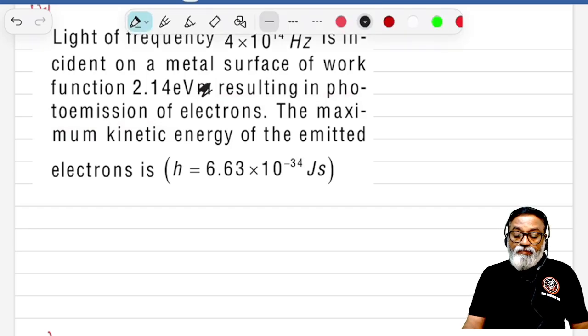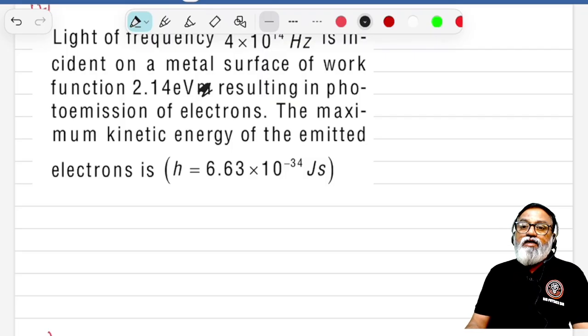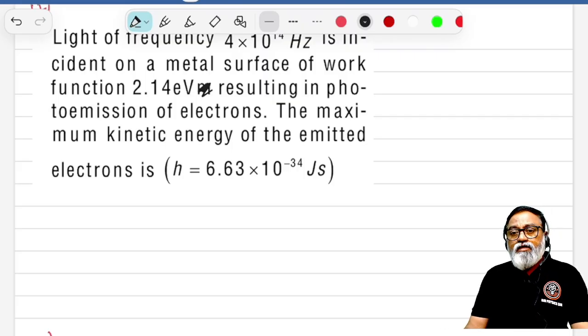Resulting photo emission of electrons. The maximum kinetic energy of emitted electrons. First we have to check whether the electrons are emitted, means photoelectric effect takes place or not. This is possible when incident photon energy is greater than work function, then only electrons are emitted.